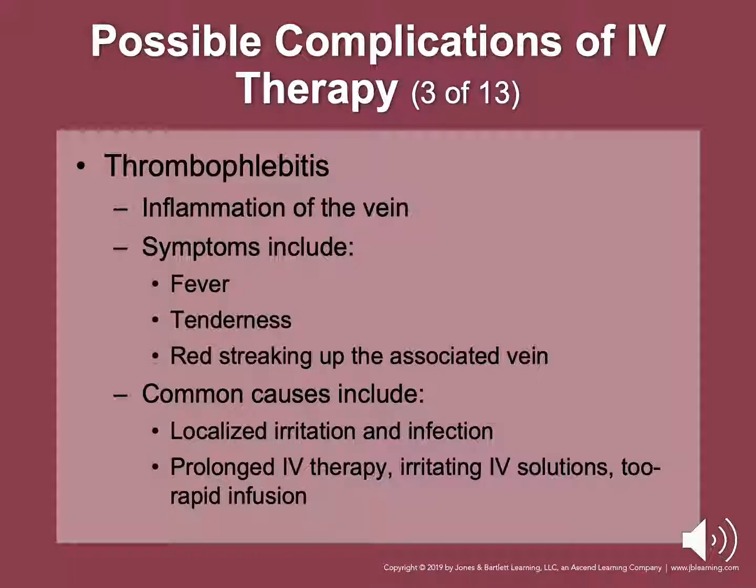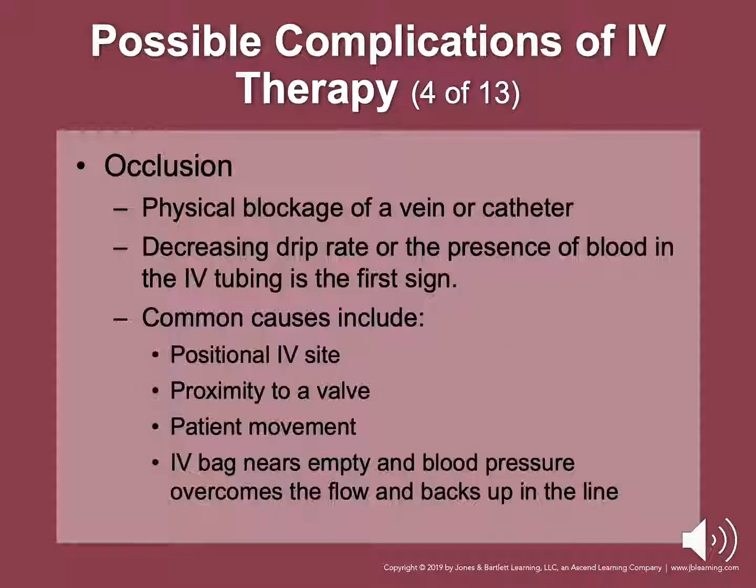Occlusion is partial physical blockage of the vein or catheter. If the flow is not sufficient to keep fluid moving out of the catheter tip, and blood enters the catheter, a clot may form and occlude the flow. A decrease in drip rate or the presence of blood in the IV tubing is the first sign. Common causes include a positional IV site, proximity to a valve, patient movement, or an empty IV bag, so that the blood pressure overcomes the flow and backs up in the line.